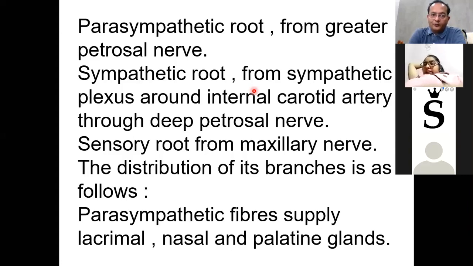ग्रेटर पेट्रोसल नर्व. Parasympathetic root of the pterygopalatine ganglion is greater petrosal nerve, and sympathetic root is from sympathetic plexus around internal carotid artery through deep petrosal nerve, and sensory root from maxillary nerve. The distribution of its branches is as follows. Parasympathetic fibers supply lacrimal gland, nasal gland and palatine glands.